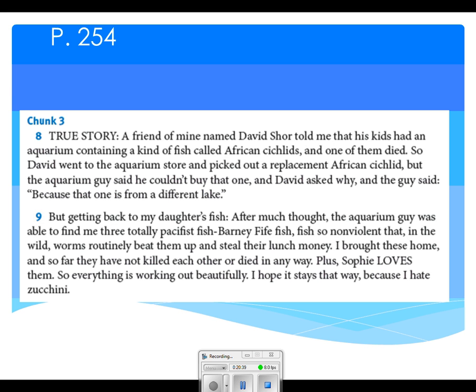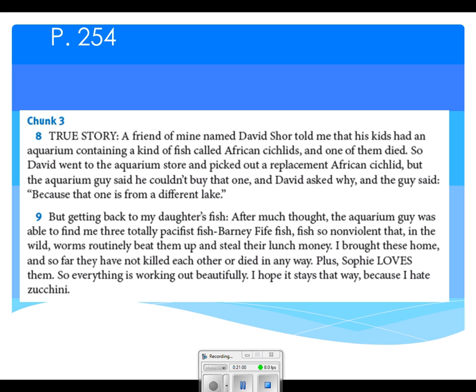True story alert. A friend of mine named David Shore told me that his kids had an aquarium containing a kind of fish called African cichlids. One of them died. So David went to the aquarium store and picked out a replacement African cichlid, but the aquarium guy said he couldn't buy that one. David asked why, and the guy said, because that one's from a different lake.